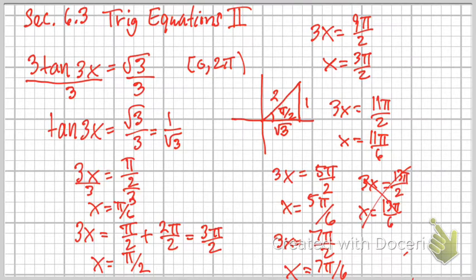Okay, so all of our answers together, if we place them together, are going to be here. Here's our first, second, third, fourth, fifth, sixth. So we actually had 6 answers for this problem here, from 0 to 2 pi.